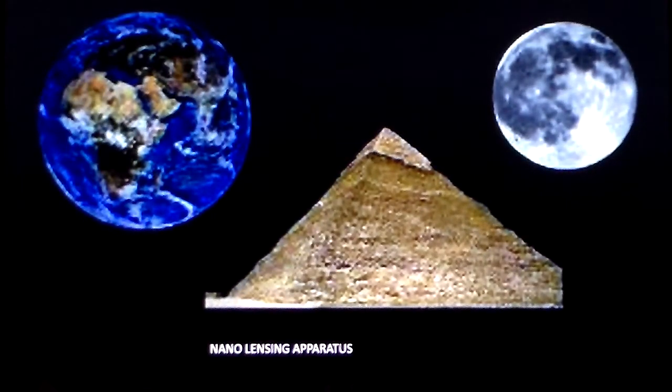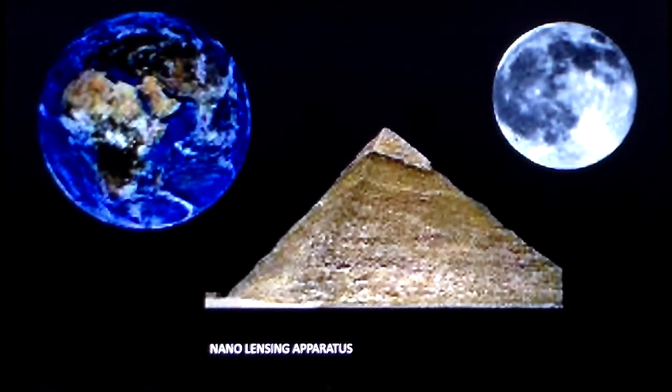Anyways, this is the nano lensing apparatus, like I just led you to. Obviously, it's planet Earth, nice little blue marble, and the best planet in the universe. And here's the moon, and here's your pyramids. So these are the lensing apparatuses right here. The play between these two creates a gravitational energy vortex at this geometrical mass, trapezoid pyramid, if you will. I'll say pyramid just because everybody knows what they are.